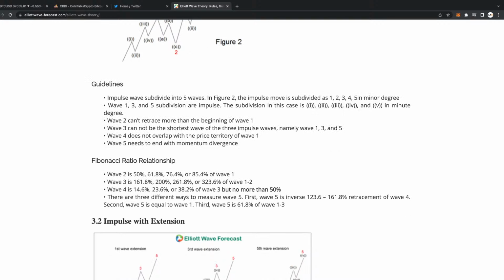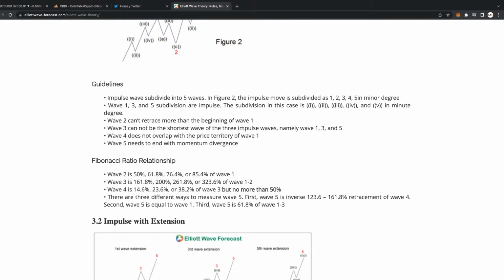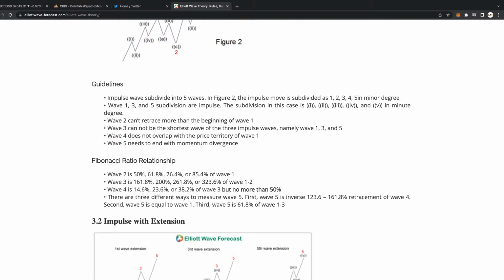So the Fibonacci levels for the retracement, so wave 2 is 50%, 61%, 76.4% of wave 1. Interesting. Let's go look at that. Wow, we got down to 71%. Interesting. Okay, pretty bang on. Or 85.1 of wave 1. Wave 3 is 161% or 200% of wave 1 and 2.